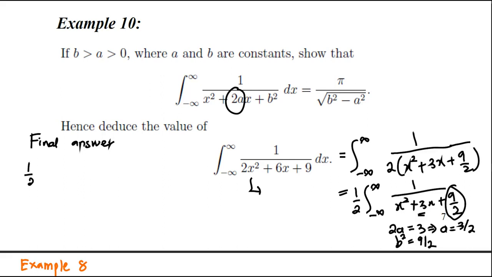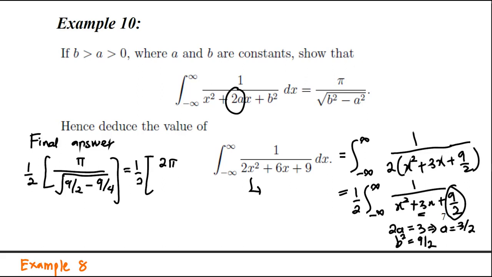1 over 2, you have pi over square root of, what is b squared? b squared is 9 over 2, and then minus, what is a squared? a squared is 9 over 4. So 1 over 2 times 2 pi over 3. So last you will get pi over 3.